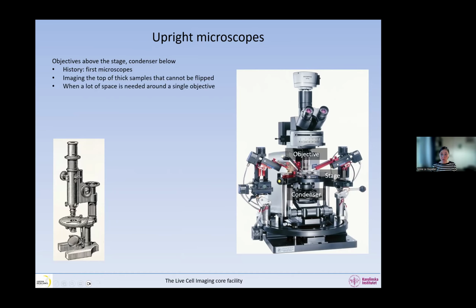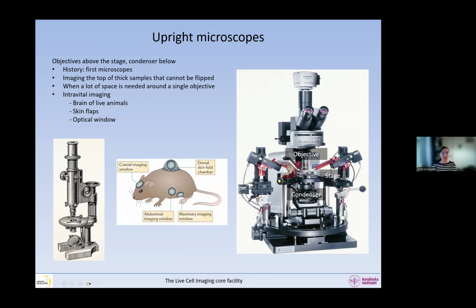It's also useful if you want to have lots of pipettes and stuff like this and you need a little bit of space in here because you have no condenser. You can put just one objective, whereas the condenser is quite bulky. So if you have the condenser here, it's harder to put all sorts of pipettes. So that's useful in that case as well.